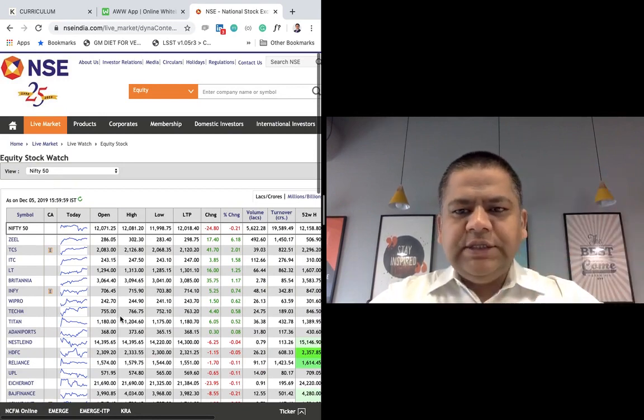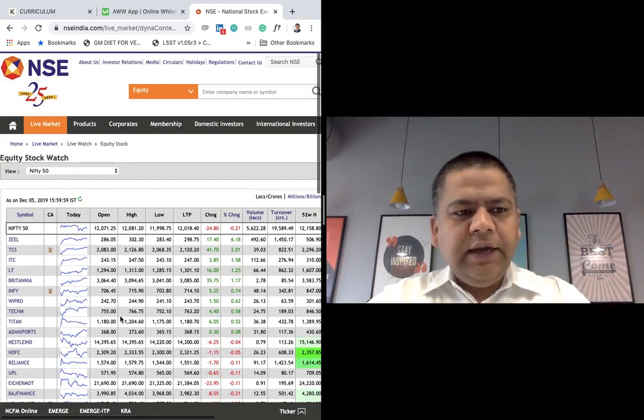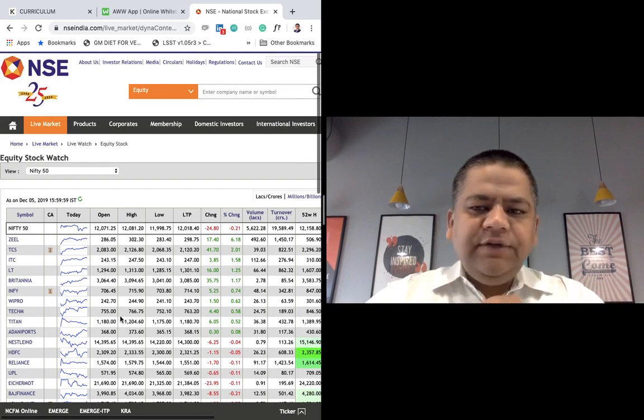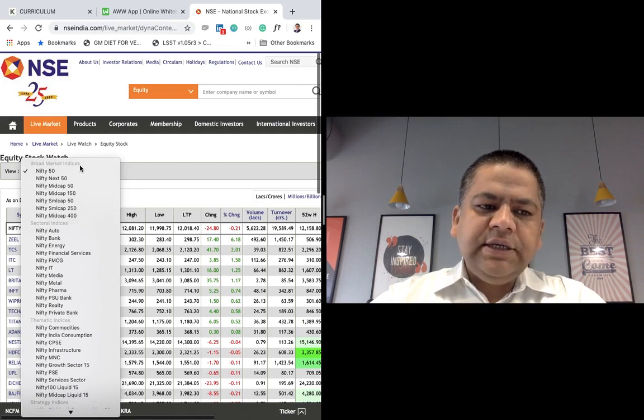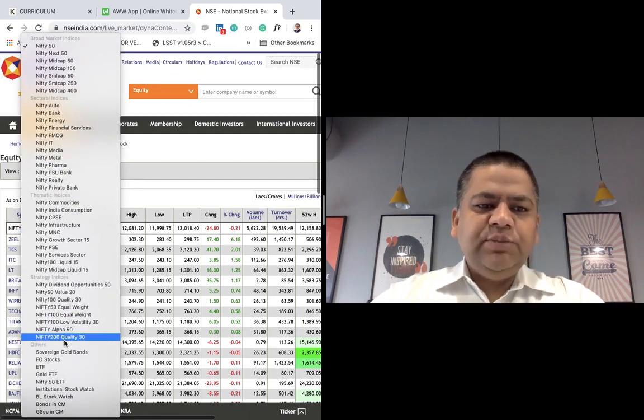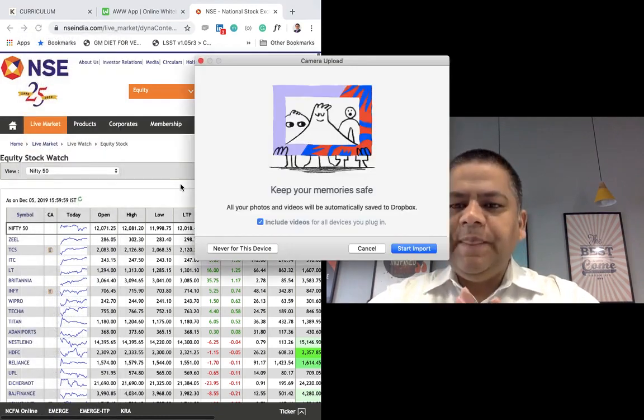Up to this class, you just need to understand this fact: there is something called an index, and one of the index names is Nifty 50. There are different kinds of indexes as well, which I'll show you here itself. You can see broad market indices, then sectoral indices, and then thematic indices. At this point of time, we are going to learn only about one index, which is the Nifty 50.